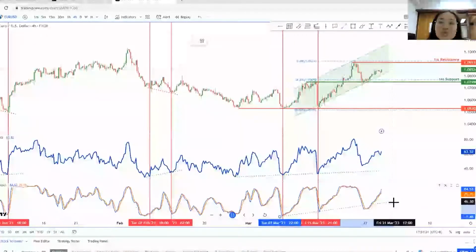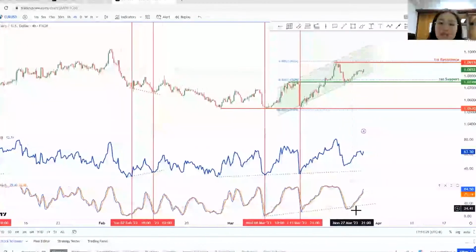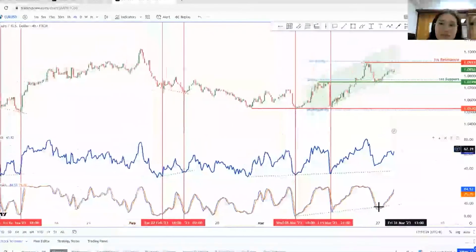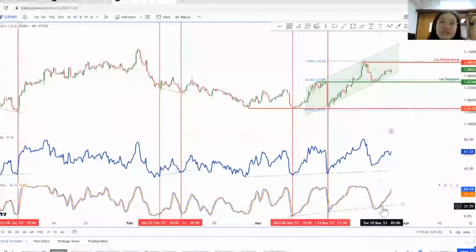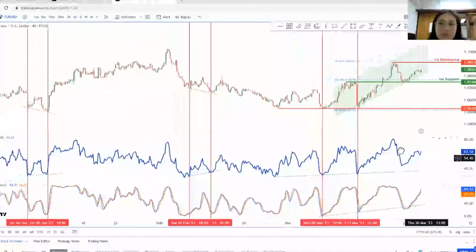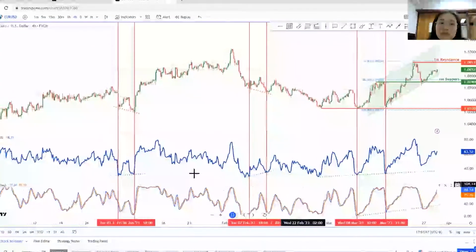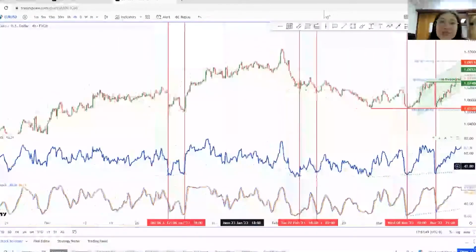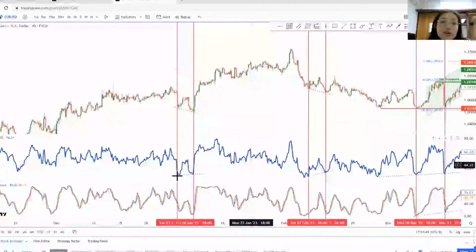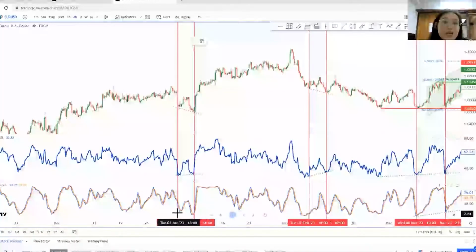Here we see price moving in an ascending trend line. However, price broke out of this support level. So we could be looking at a breakout. And over here as well, just now we pointed out that on our RSI, price made a higher low. However, on our stochastic, price made a lower low.